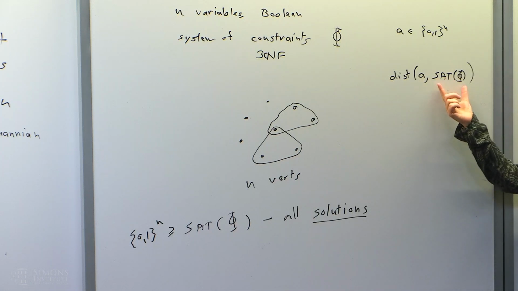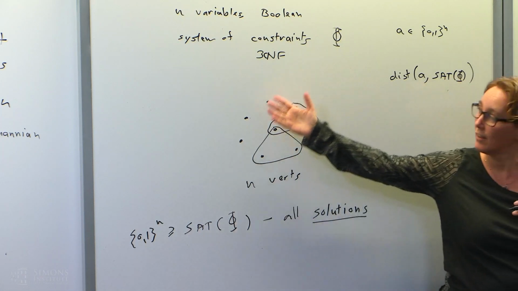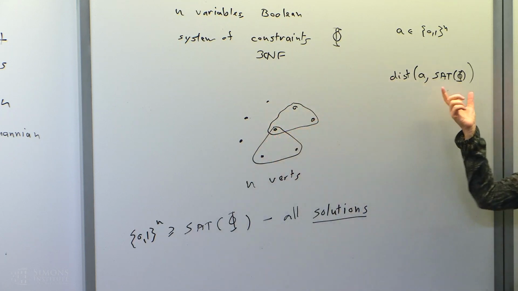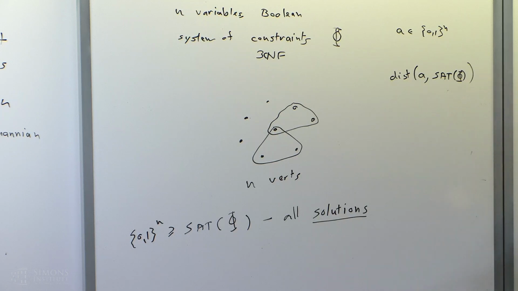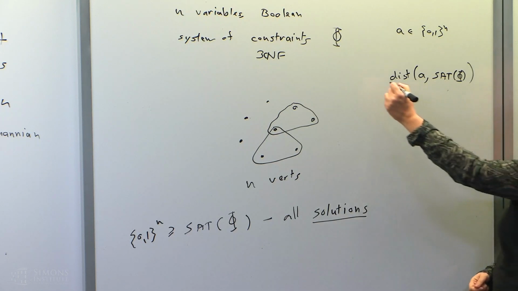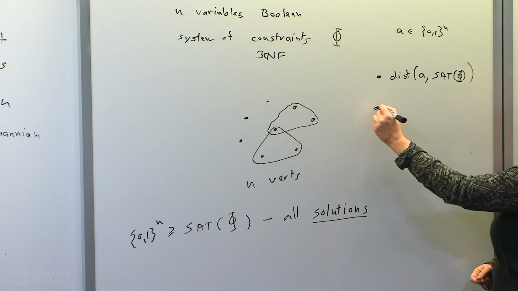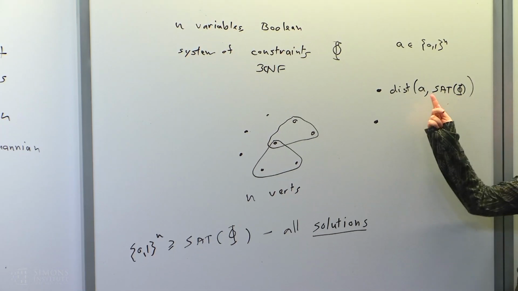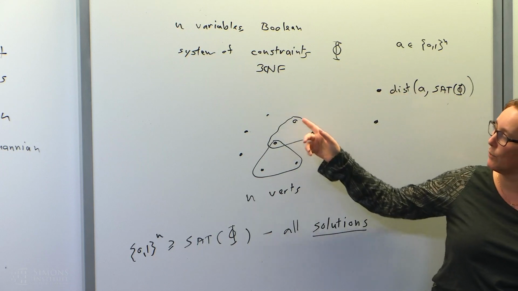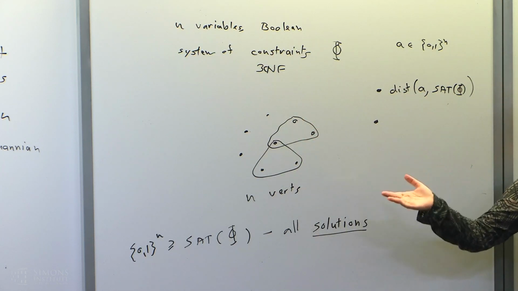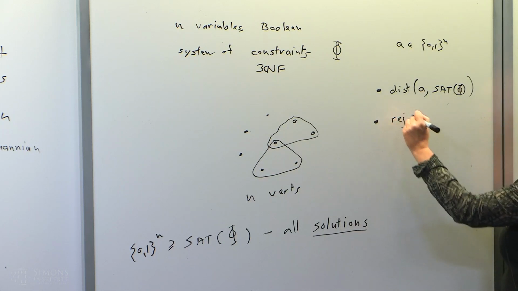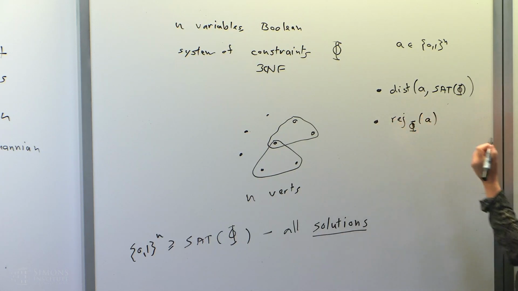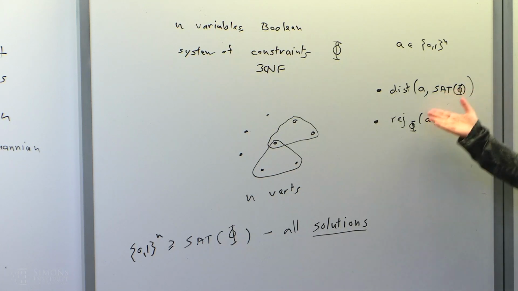By the way, this set can be empty. If this system of constraints is not satisfiable, the set can just be empty. In this case, the distance will be 1. So I'm talking about relative distance. This is one parameter I can measure. And another thing I can measure is just plug in the values of A into the constraints and see what fraction of the constraints are satisfied and what fraction reject. Let me denote it by reject phi of A. So these are two well-defined things.